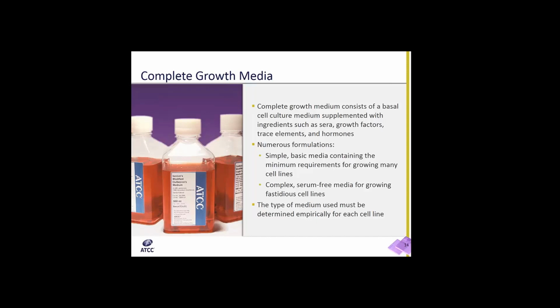Complete growth media generally consists of a basal cell culture medium that is supplemented with other ingredients such as serum, growth factors, trace elements and hormones. There are numerous formulations for the different cell types, and cell cultures have different requirements. The simple basic media, what we'd use for many of the cell lines, and some of the more fastidious ones will require more complex as well as serum-free media. The type of medium used must be determined empirically for each cell line.